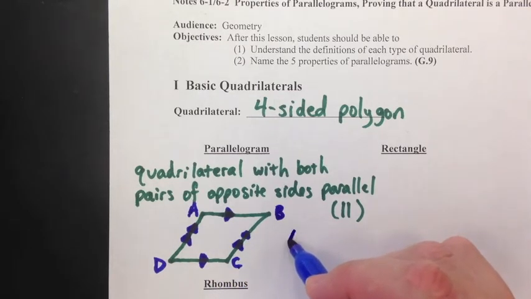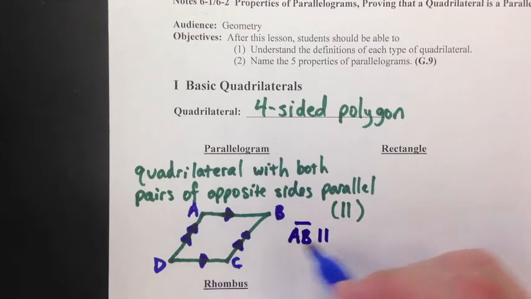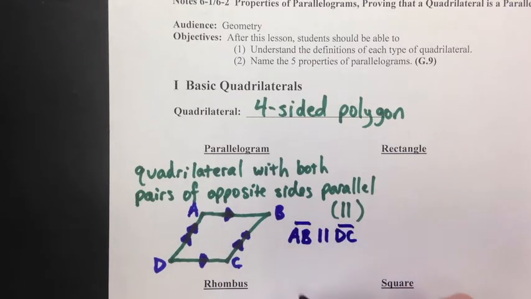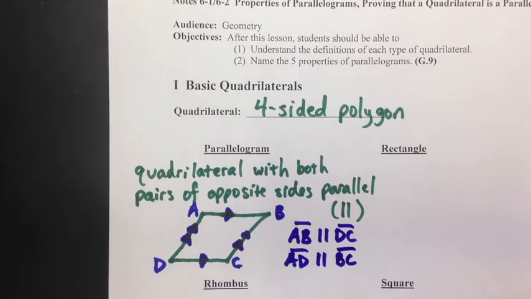And based on this, we can say segment AB is parallel to its opposite side, DC, and then we have AD on the left, parallel to the right side, which is BC. Okay, that's the definition of a parallelogram.